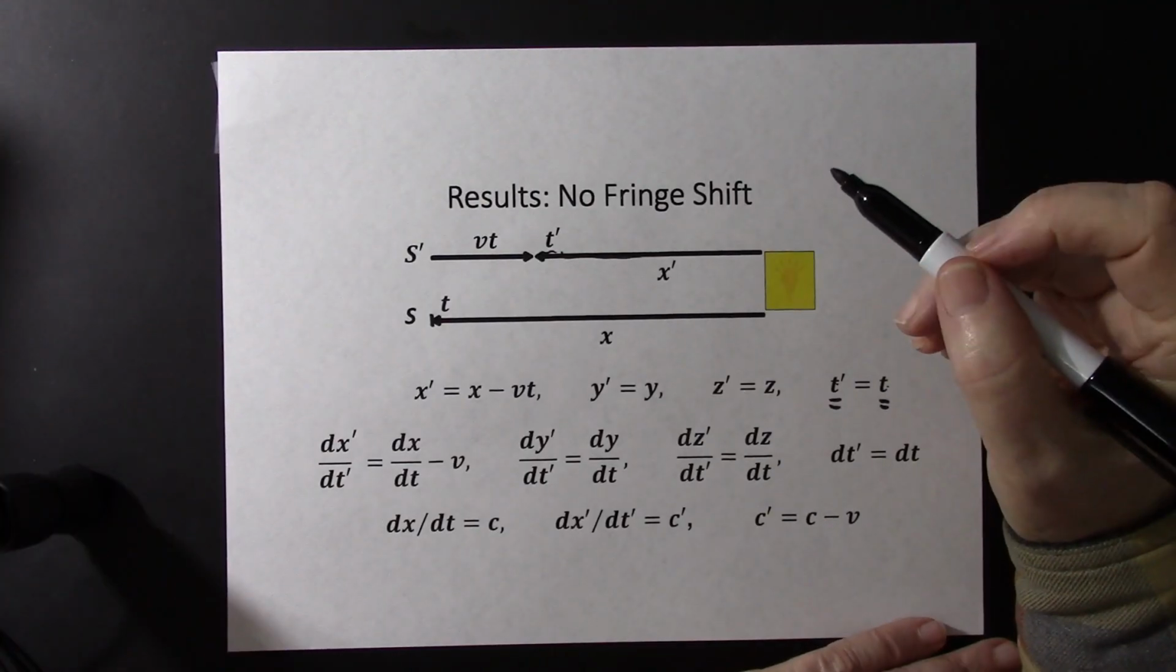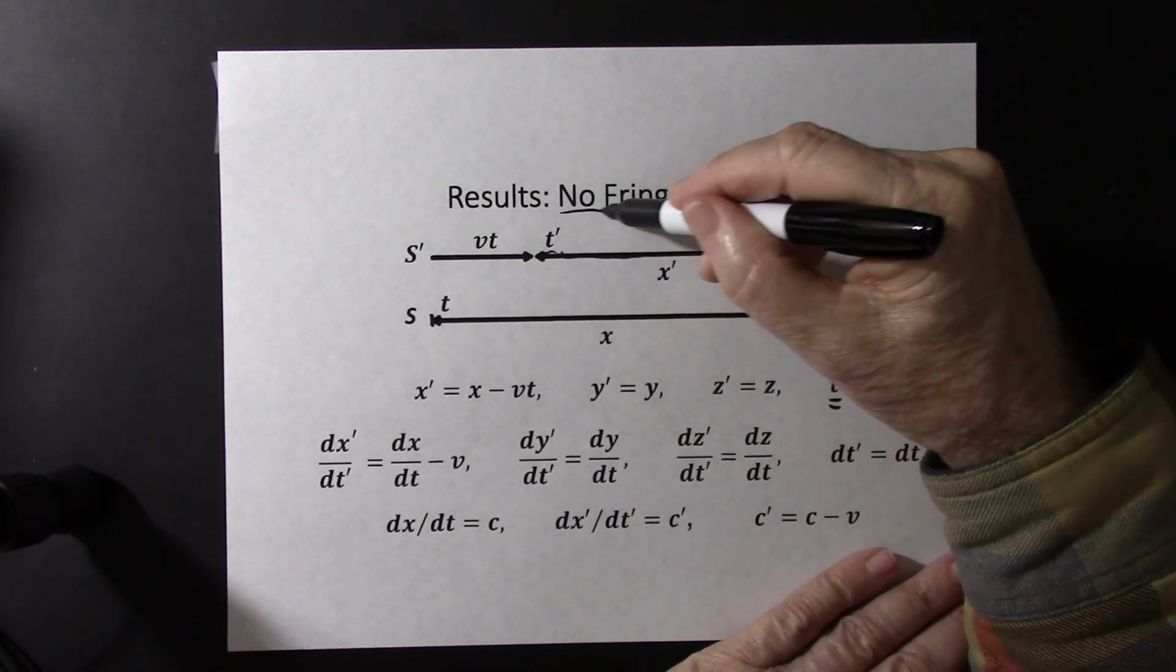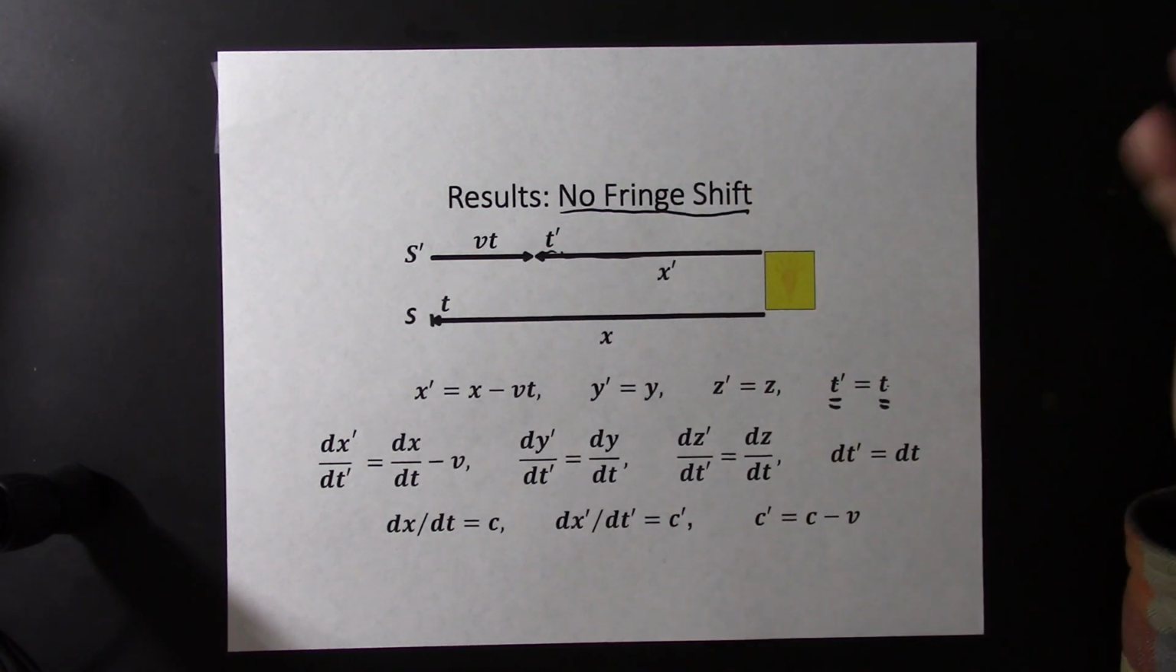What was the result of the Michelson-Morley experiment? There was no fringe shift. Well, why did that create a problem?